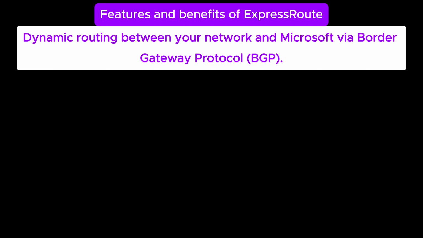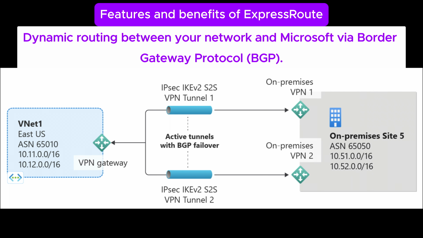Next feature is dynamic routing between your network and Microsoft via Border Gateway Protocol. It means if you want to connect from on-premises to a virtual network on the cloud, as you can see in the diagram, and you want to make it dynamic routing, then it's also provided by ExpressRoute. In this diagram you can see an active tunnel with BGP failover. It means if one tunnel is down, then automatically the other one comes up.